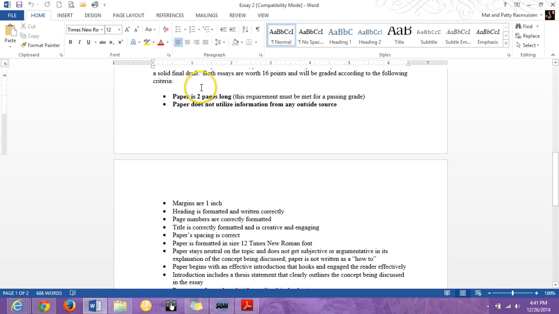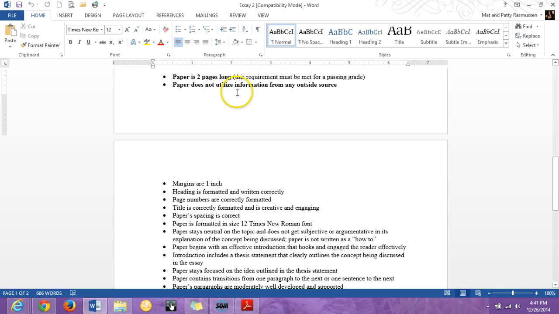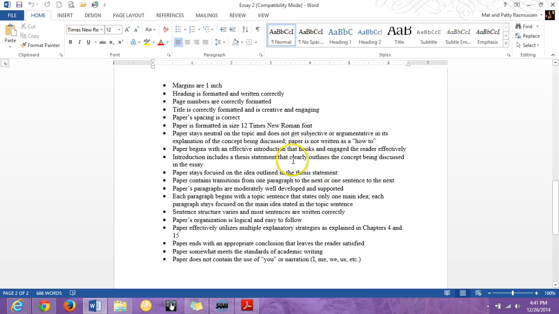Make sure that your paper is 2 pages long or it won't pass. Also, make sure that you do not utilize any information that you got from an outside source. Stick only with common knowledge, or again, that could get you in trouble with plagiarism and a 0 for the entire paper. Make sure you've got the MLA elements all in place. I've got them all listed here.